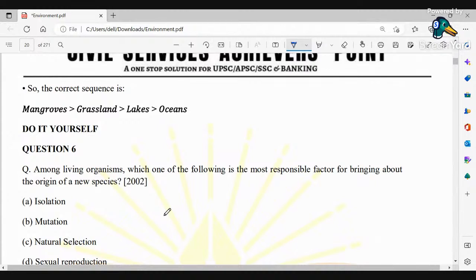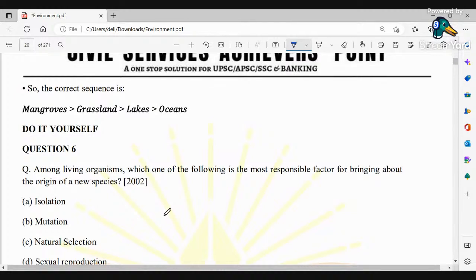Among living organisms, which one of the following is the most responsible factor for bringing about the origin of new species? Anyone can come up with the right answer.